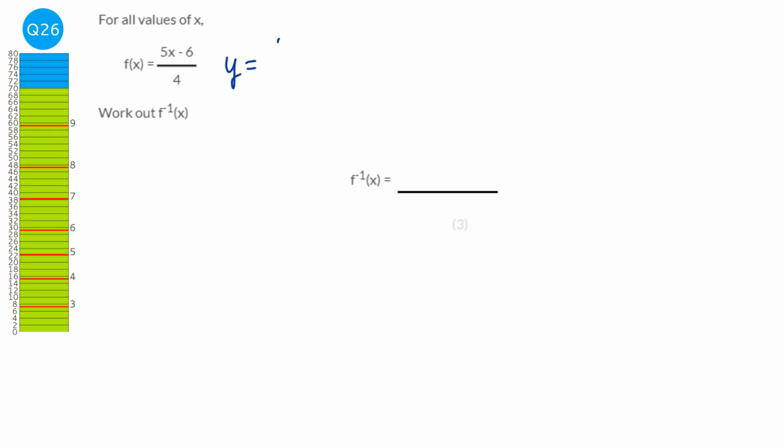To find the inverse, we're going to first of all, instead of writing f of x, I'm just going to replace it with a y. And the trick of finding the inverse is to swap over the x and the y. So we're going to swap them over. I'm just going to do it over to the right hand side over here so we've got a bit of space.